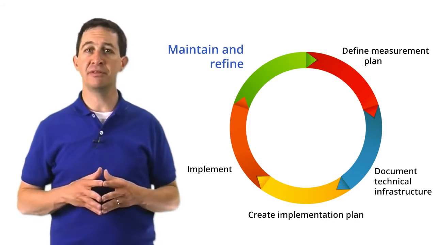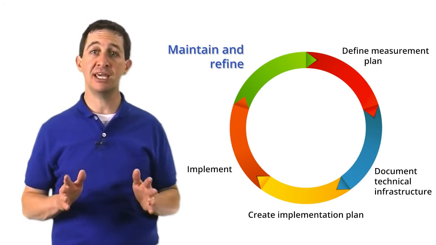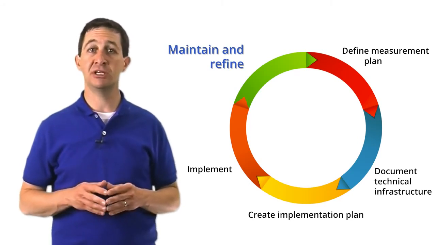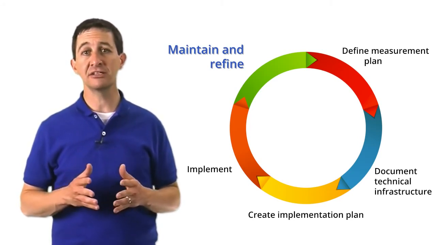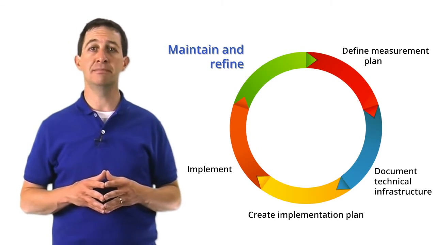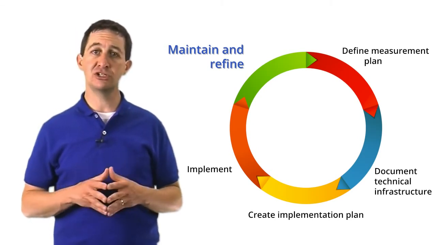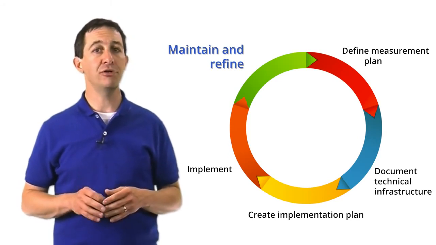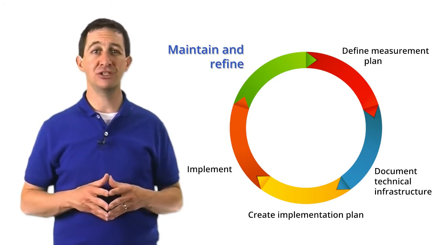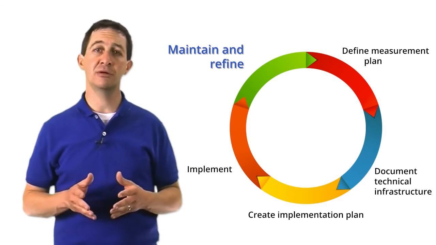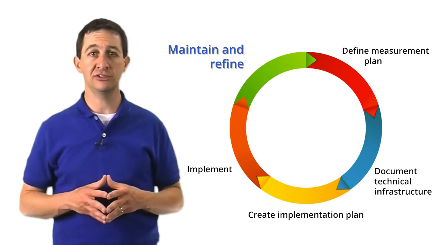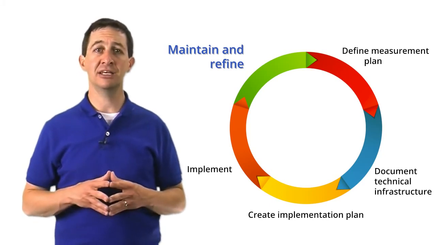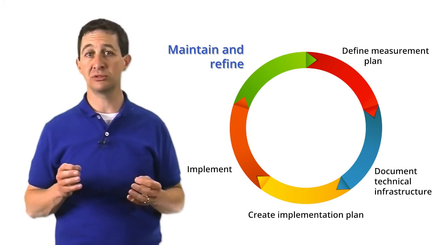The final step of the measurement planning cycle is to maintain and refine your plan. This is a really important step of the process because your business requirements and your technical environment can change over time. Without a team to maintain your measurement plan, your data won't keep pace with your reporting needs. Also, keep in mind that in your first iteration, you may not be able to implement your entire plan due to time or resource constraints. If you have a robust implementation plan, you may consider tackling it in phases by prioritizing the most important features first.